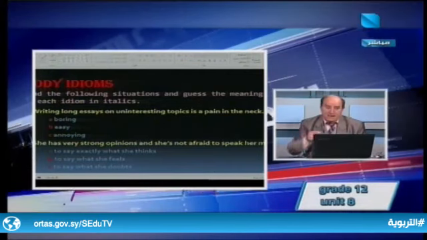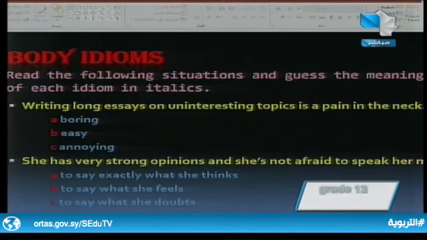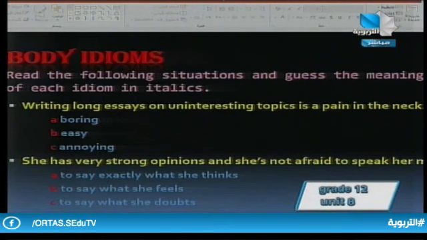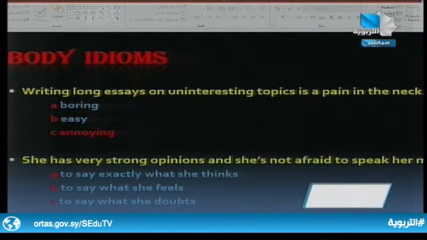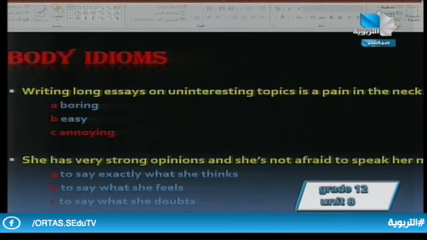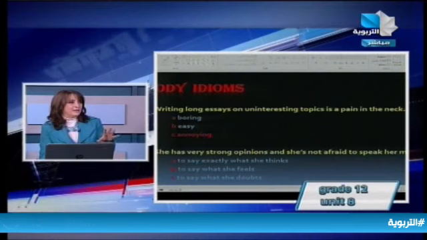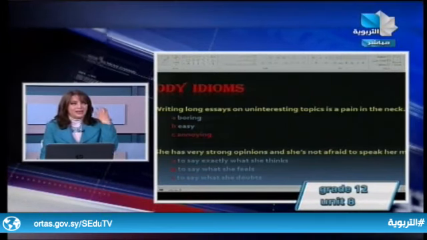Miss Nagam, you can start, please. The first one: writing long essays on uninteresting topics is a pain in the neck. The neck is the part of our body, and we say a pain in the neck. Does it mean painful? Actually, it means annoying. When you are annoyed with somebody, you can't stand him, you say that this person is a pain in my neck.